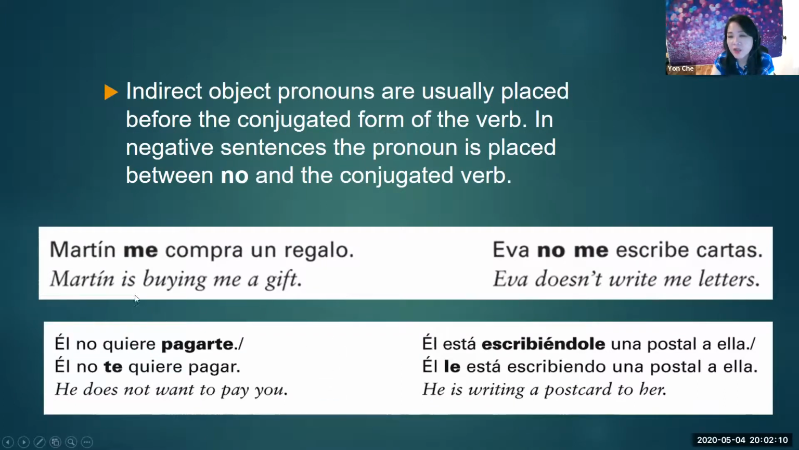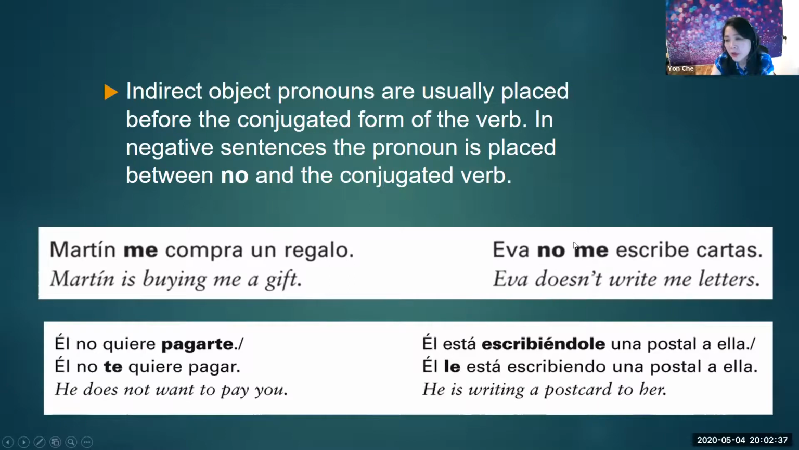And this is a continuation. I should say this is a repetition of what you've learned in chapter 5 with the direct object pronouns. We place them before the verb, right? And that's going to be the same with the indirect object pronouns. They always come before the verb. If it's a negative sentence, doesn't matter, it's still before the verb. So nothing can interfere. Me and escribe, okay, they always go together.